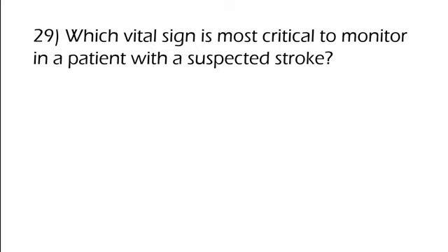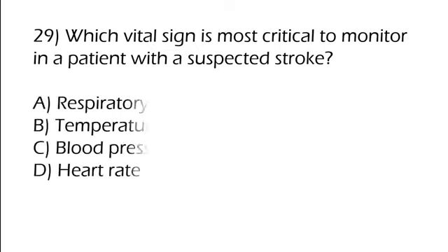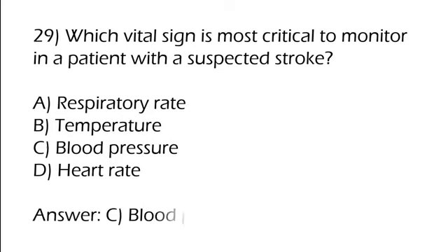Which vital sign is most critical to monitor in a patient with a suspected stroke? Respiratory rate, temperature, blood pressure, heart rate. The correct answer is option C, blood pressure.